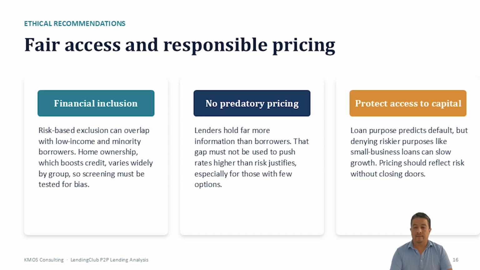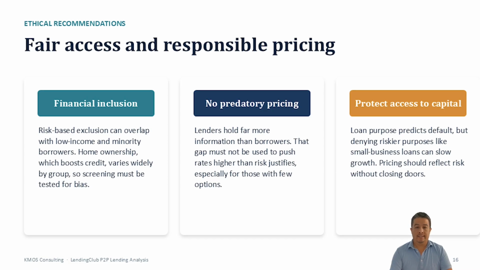Lenders have access to far more information than borrowers, and predictive models can estimate not only risk, but also what rate a borrower may be willing to accept. That creates a responsibility to make sure pricing reflects actual credit risk rather than simply charging the highest possible rate, especially for borrowers with fewer lending options.